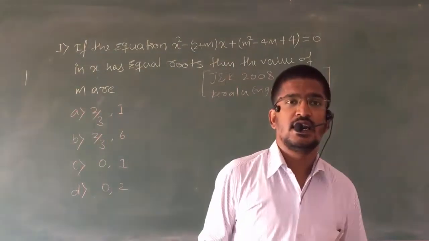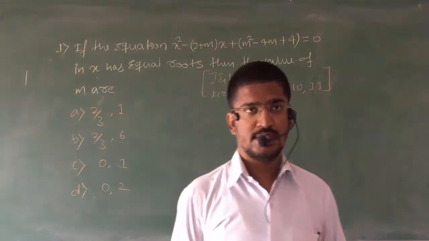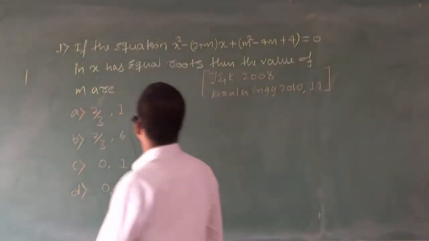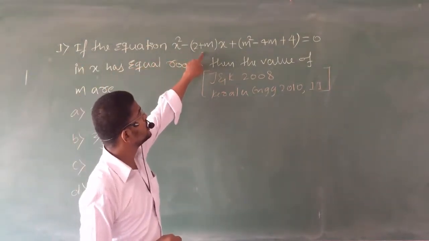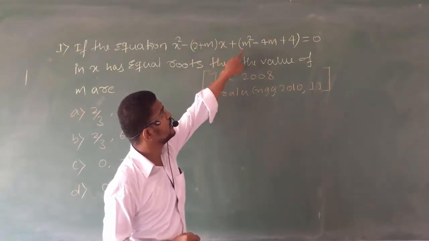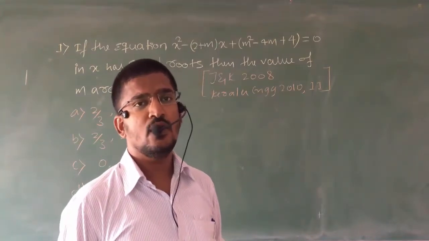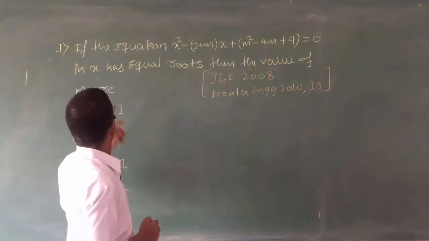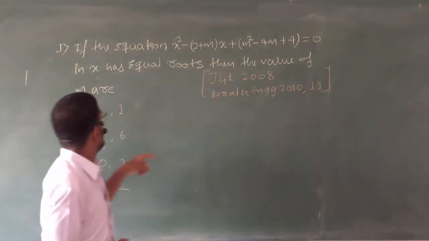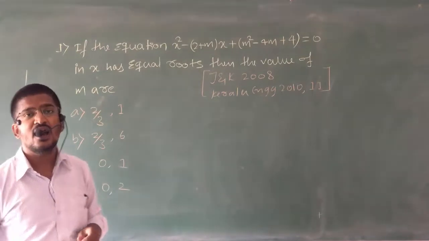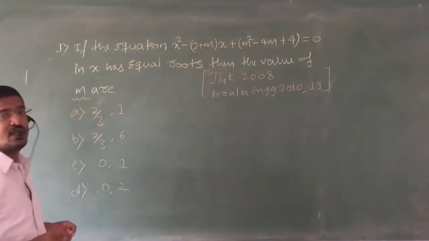Now, students, let us solve the problem on nature of roots. Here, the equation x square minus (2 plus m) x plus m square minus 4m plus 4 equal to 0 is given. If it has equal roots in x, then they are asking the value of m.